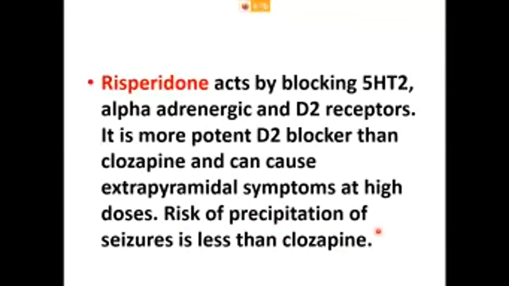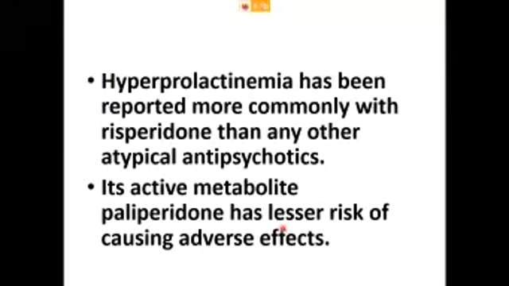Okay. So risperidone acts by blocking 5-HT receptors. They can also block your alpha receptors. Opposite to your clozapine, they also block your D2 receptors. Because of blocking D2 receptors, it can precipitate extrapyramidal symptoms at high doses. And opposite to your clozapine, it will not precipitate seizures. It is seizure safe. And because of blocking D2 receptors, hyperprolactinemia can also be reported with risperidone.